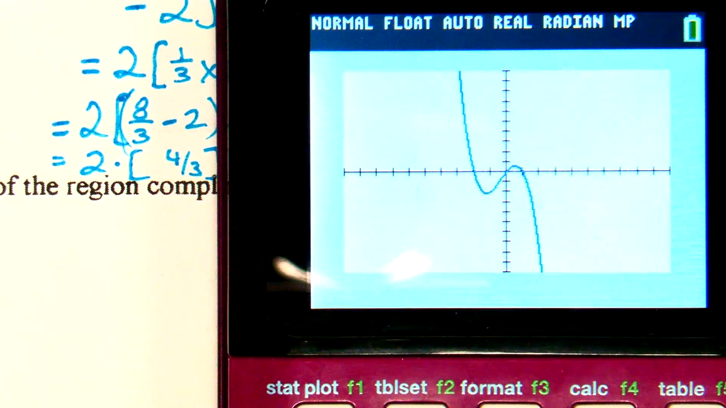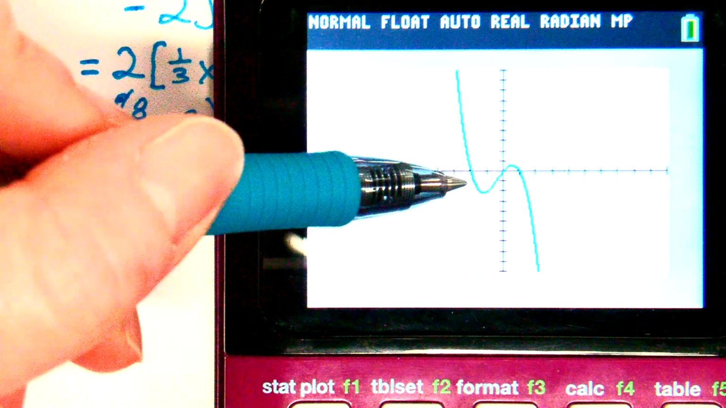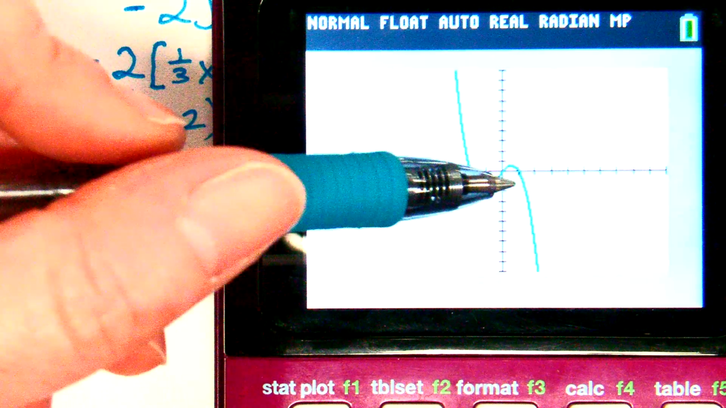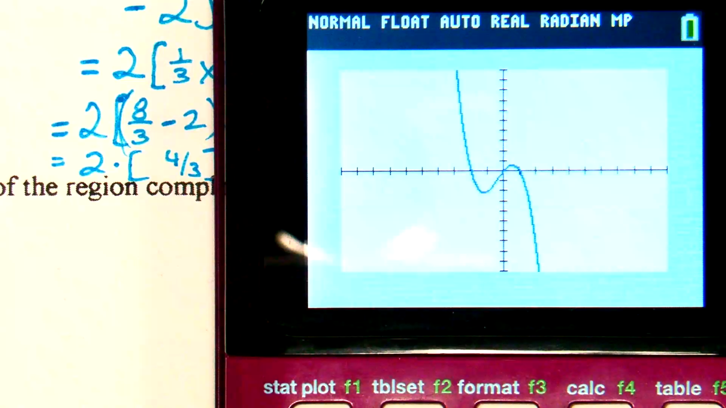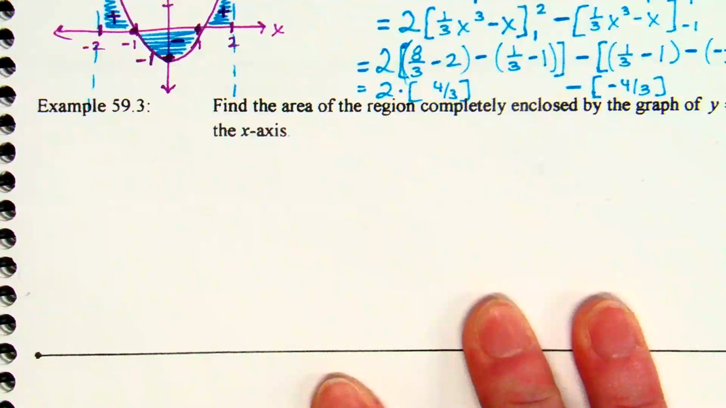So what do you notice? It's negative from negative 2 to 0. Okay. From 0 to 1. Looks like it crosses the x-axis at negative 2, 0, and 1. Between negative 2 and 0, there's an area below the x-axis. Between 0 and 1, there's an area above the x-axis. So because I like to have a picture to point at and draw on, I'm going to sketch the picture.